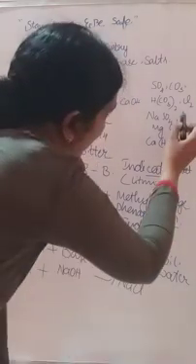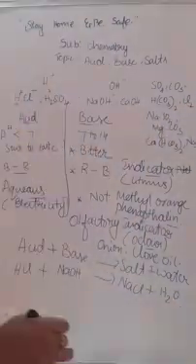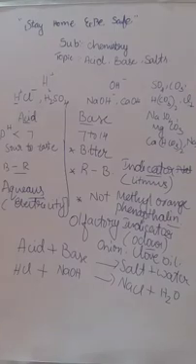I told you already, if it has Cl, that is called a salt, and water will be formed, or water will be liberated. Check once whether it is balanced or not. You can get the answer.